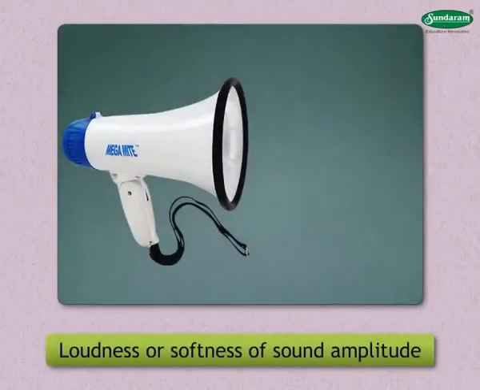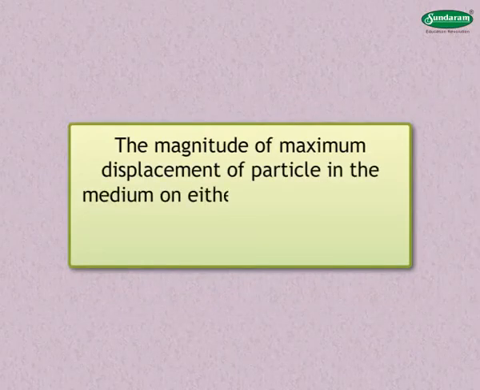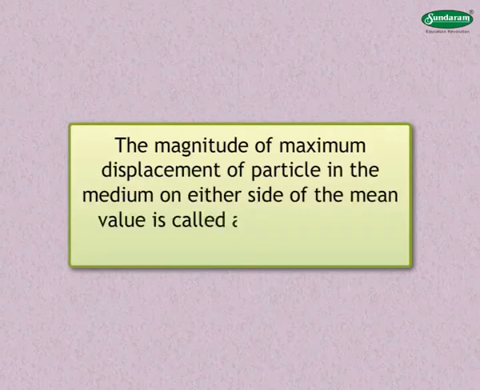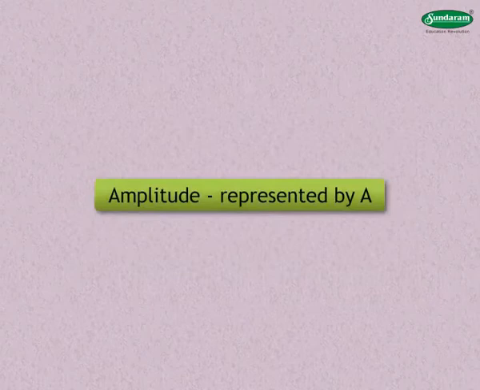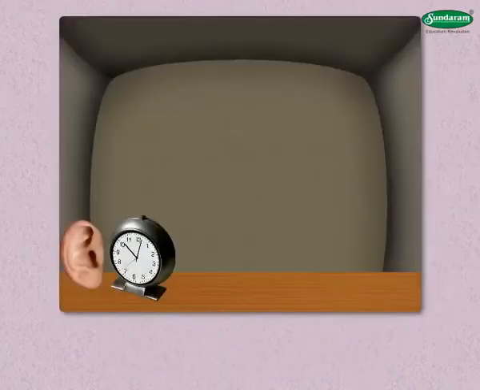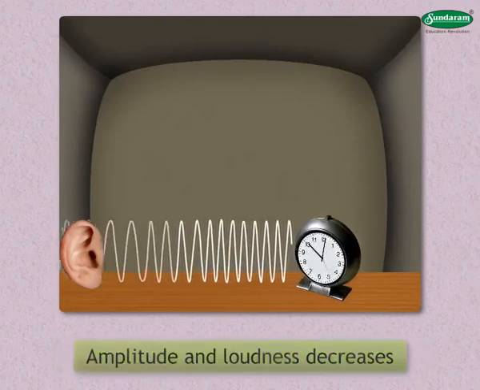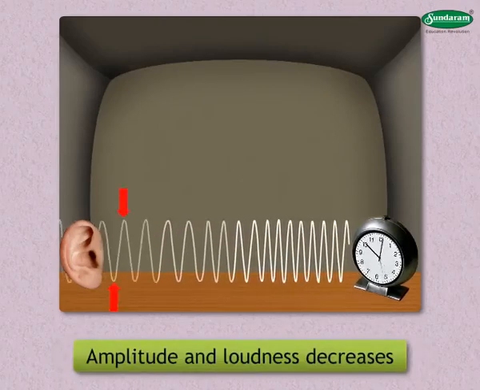The loudness or softness of sound is determined basically by its amplitude. The magnitude of maximum displacement of particle in the medium on either side of the mean value is called amplitude of the wave. It is represented by A. Its unit is the same as that of density or pressure. Amplitude depends upon the force with which an object is made to vibrate. When sound waves move away from a source, its amplitude and loudness decreases.